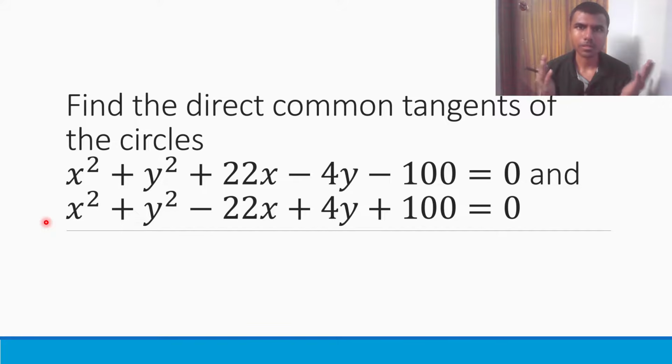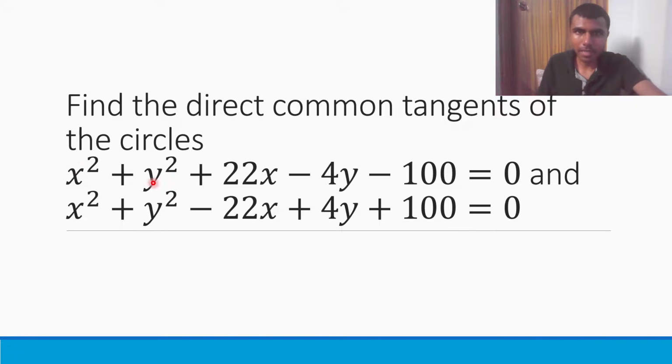Now let us see how to solve this given question. Here, we need to find the direct common tangents of these two circles. It's going to be a little lengthy one, so have some water with you so that you won't have to stop this video and go somewhere else.